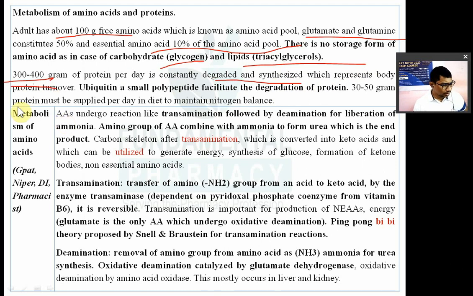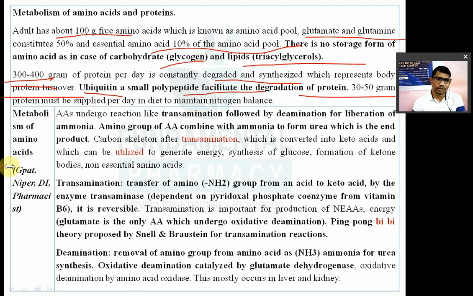तो नॉर्मली 300 से लेके 400 ग्राम प्रोटीन पर डे आपको लगता है, या फिर आपकी बॉडी बनाती है या फिर उतना डिग्रेड करती है. देयर इज वन प्रोटीन नोन एज अ यूबिक्वेटिन. ओके, देयर इज अ प्रोटीन नोन एज अ यूबिक्वेटिन, a small peptide which increases the protein degradation. 30 to 50 grams of protein must be supplemented per day in a diet to maintain a nitrogen balance of your body. तो इतना normally लगता है protein.